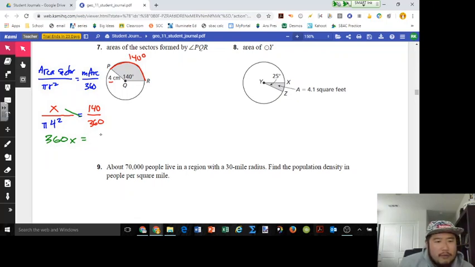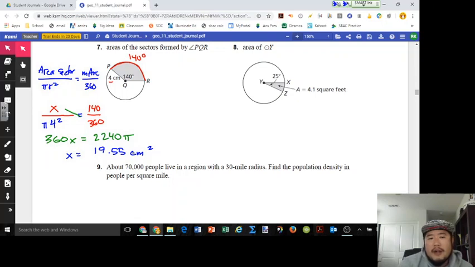So right here, 140 times 16, that ends up getting you to 2,240 pi. And then we'll get x by itself. We divide both sides by 360, and x is now equal to approximately 19.55 centimeters squared. Okay? And that right there is the area of the sector formed by angle PQR.